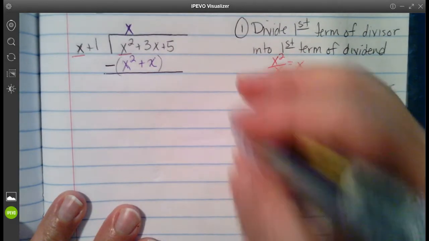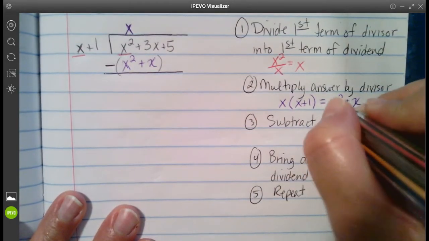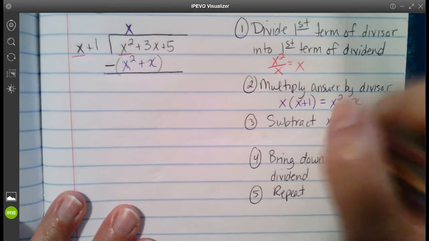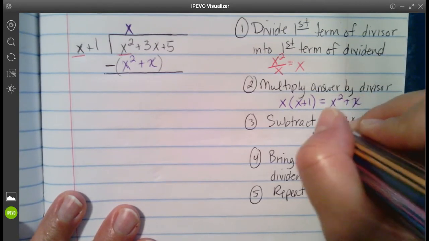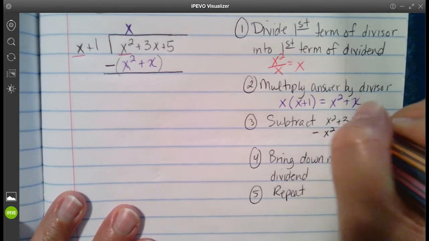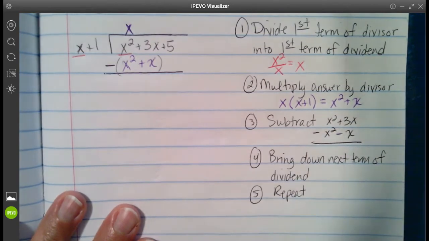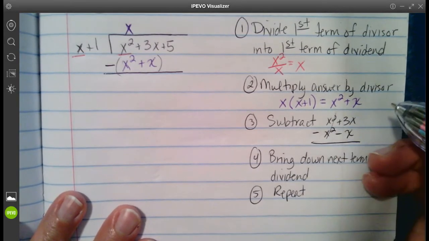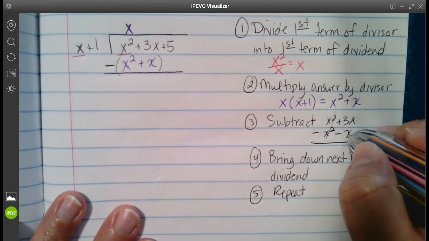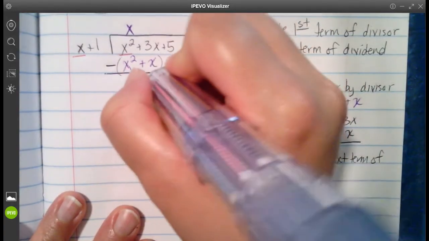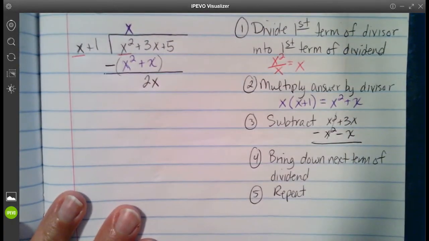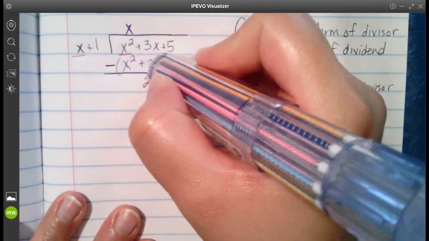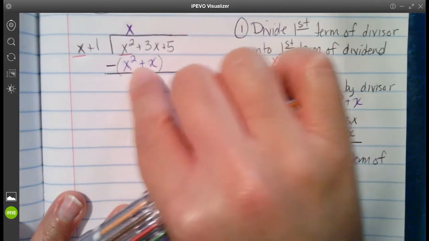So for the subtract part here, you're thinking x squared plus 3x minus x squared minus x, if that makes any sense. Okay, so these are going to be 0. 3x minus x is 2x. Okay, if you would like to distribute the negative, you can. Just make sure you keep track of where your signs are.